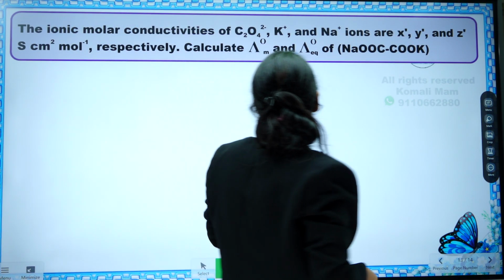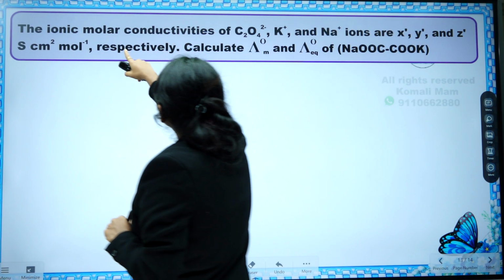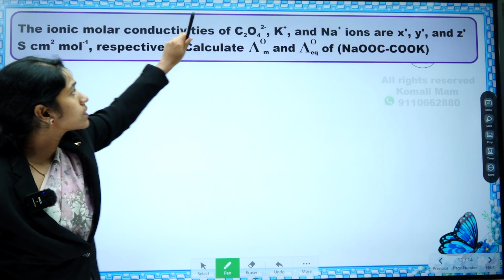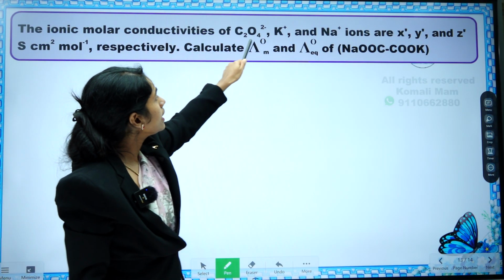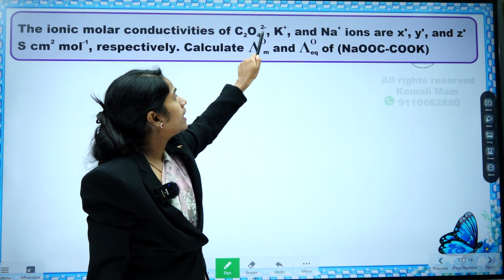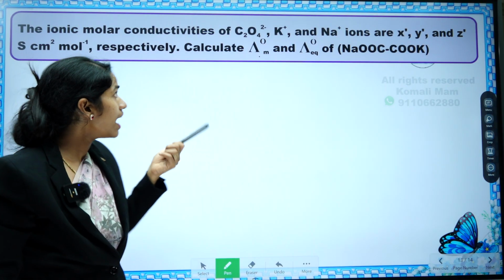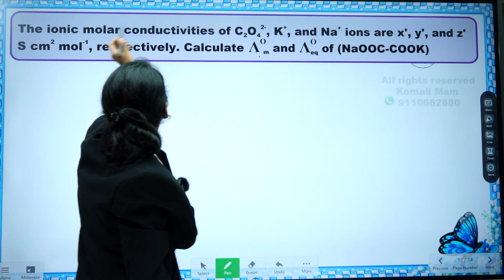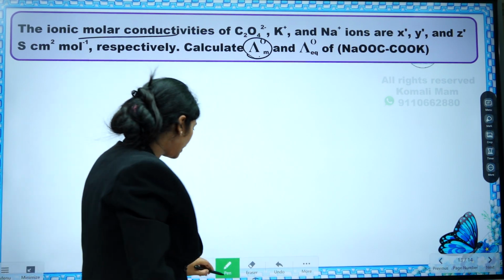See the next question, you will get more clarity. Ionic molar conductivities of the oxalate ion, K plus ion and Na plus ion are given, and they ask you to calculate the molar conductivity at infinite dilution and the equivalent conductivity at infinite dilution. When they give molar conductivities, you need not do anything special, you can calculate it directly.